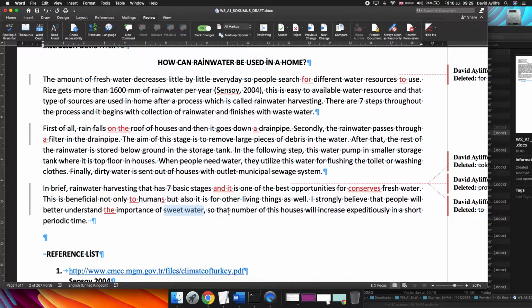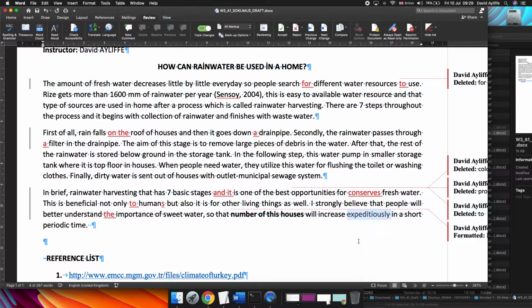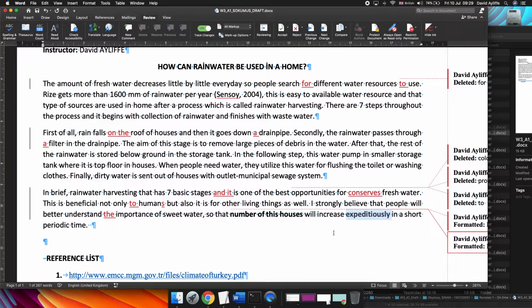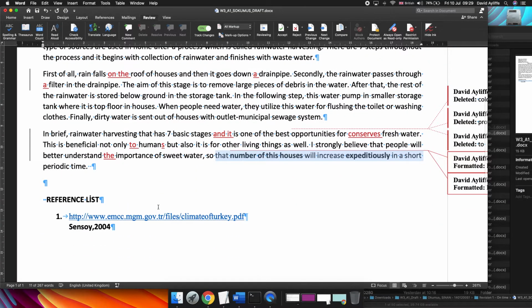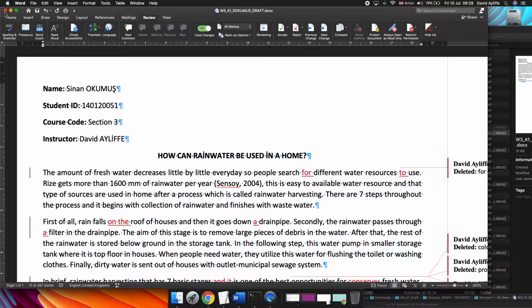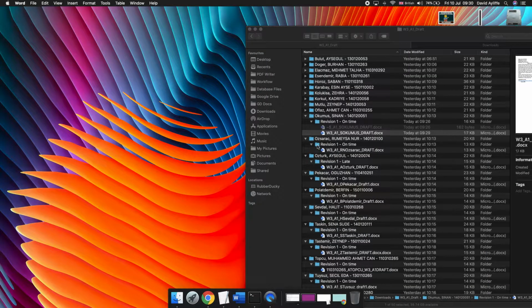So that number of these houses, huh? What? So that number of these houses will increase expeditiously. Expeditiously? In a short period of time. Okay, I'm not really sure what you mean here. Okay, reference list is enough. Okay, a good attempt, Sinan. Please make those changes.